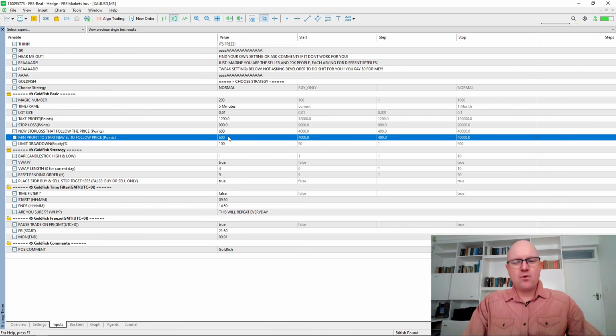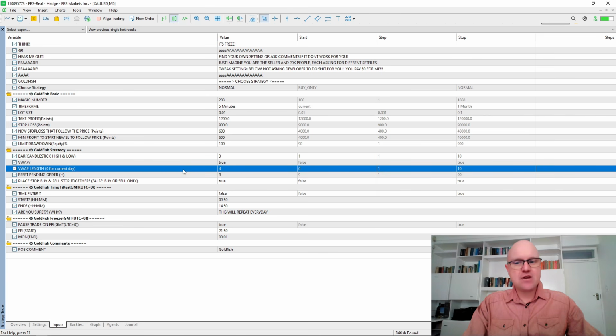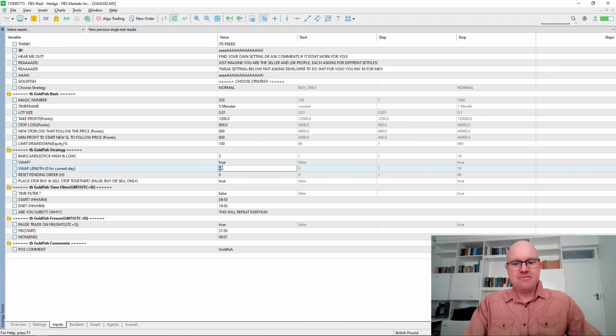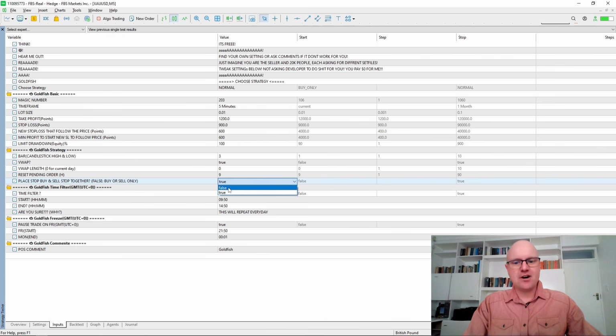Now, some other important considerations or changes that I've made is the way that the GoldFish strategy itself reacts in the market. So instead of looking at a single high or low, I wanted to scan three candles and use the daily VWAP or volume weighted average price. On top of this, I don't want buy and sell orders at the same time in the market, so I'm going to select that to false. This makes it a lot easier to track the performance and understand how it's performing live in the market.